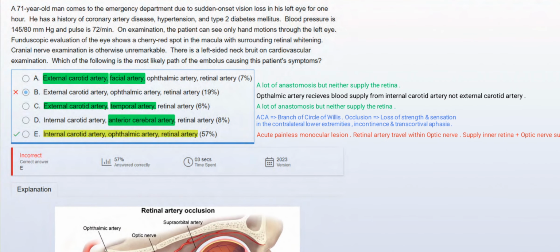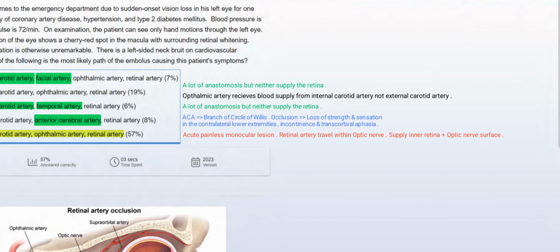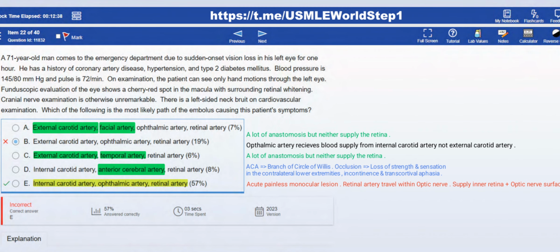Why? Because in case of internal carotid artery, ophthalmic artery, and retinal artery, right? In this case, the patient is presented with acute painless monocular vision loss. What will happen in this case? The retinal artery, we know, travels within the optic nerve, right? A retinal artery would travel within the optic nerve, supplying the inner retina plus the optic nerve surface, right? So that is associated with the retina.